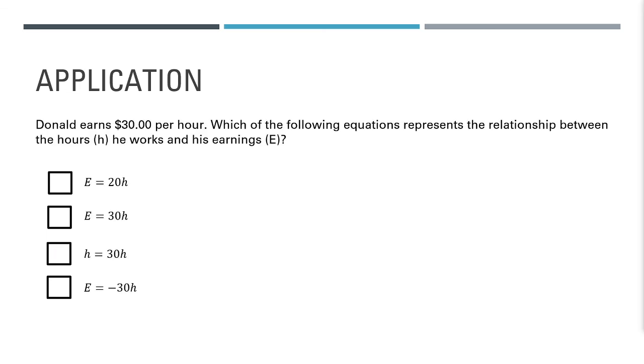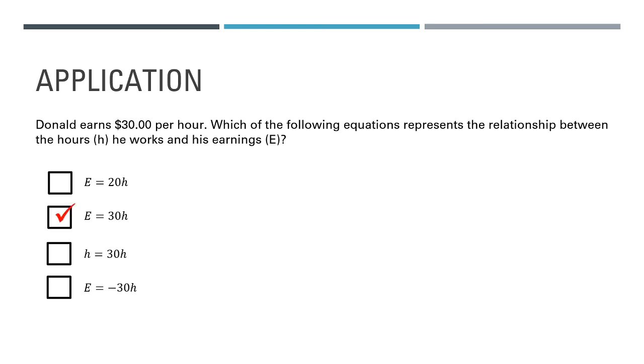The next question is, Donald earns $30 per hour. Which of the following equations represents the relationship between the hours he works and his earnings? E equals 20h, E equals 30h, H equals 30h, E equals negative 30h. Pause the video now and try to answer the question.